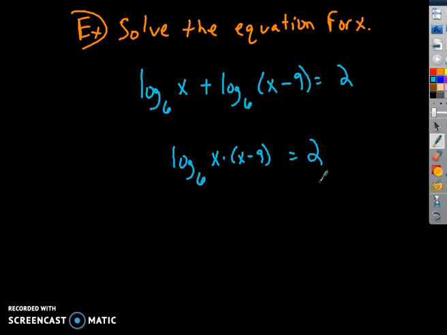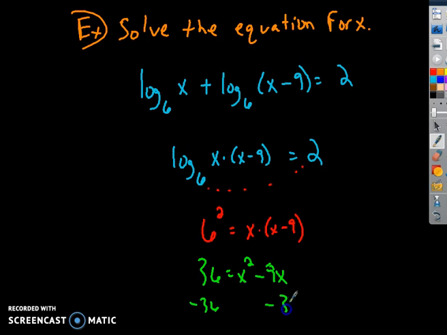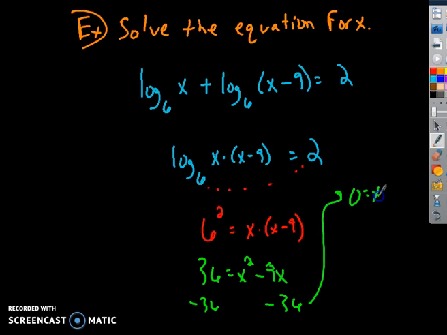Which is really cool because now I have a new property. I can take this 6 and raise it to that power. So I have 6 squared equals x times x minus 9, which gives you 36 equals x squared minus 9x. That's a quadratic equation. You subtract 36 on both sides, and you get 0 equals x squared minus 9x minus 36.